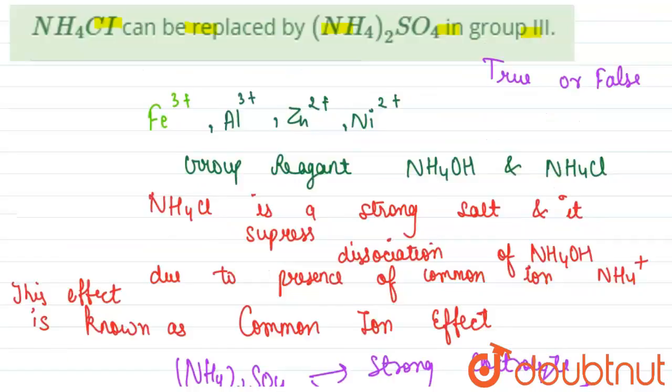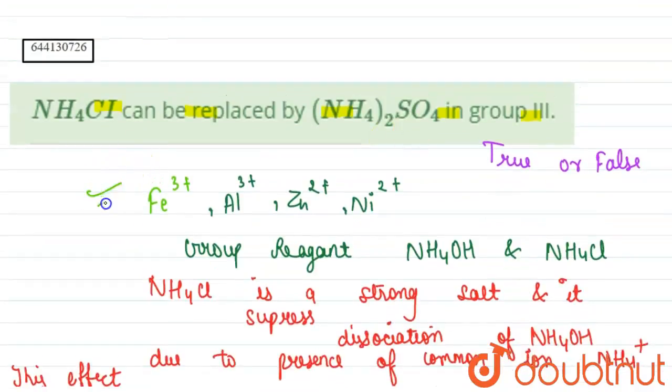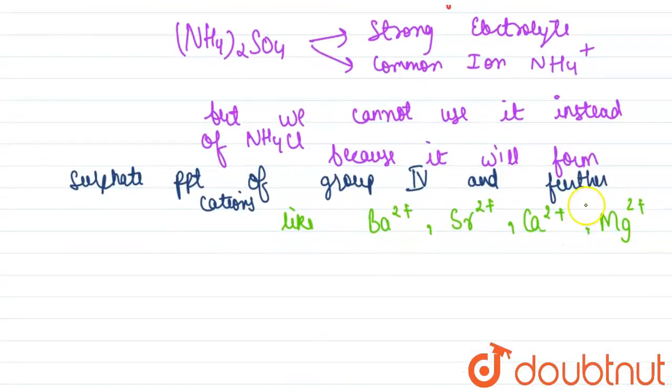So we cannot use because we want to analyze group 3 cations. Okay, so precipitate of group 3 cations should be formed, but ammonium sulfate will precipitate barium sulfate, strontium sulfate, magnesium sulfate, calcium sulfate. So it cannot be used. Hence, our answer is false, that we can't use ammonium sulfate instead of ammonium chloride.